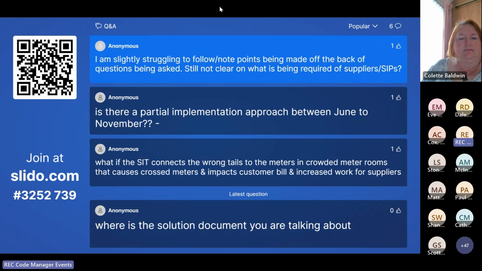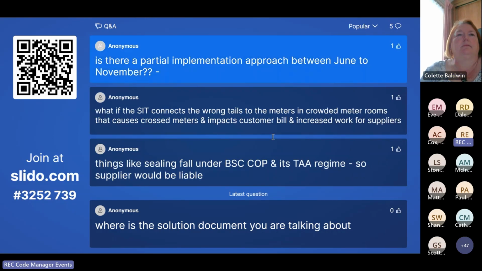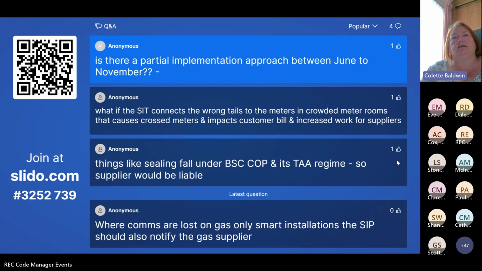We're down to the last couple of questions now. We've got a little bit of time left, so we're on track at the moment. I think this one's been answered as well, Colette, but is there a partial implementation approach between June and November? The workaround that we've proposed is that if you can implement it on 30th of June, excellent. If you can't, you can have between the end of June and the 3rd of November to implement it, and you don't have to wait till the 3rd of November. If you're ready to go earlier, you can.